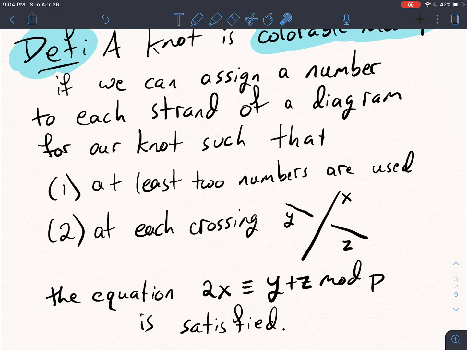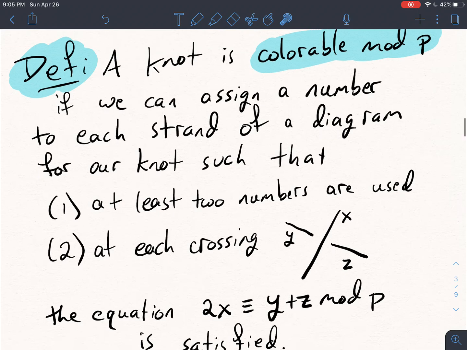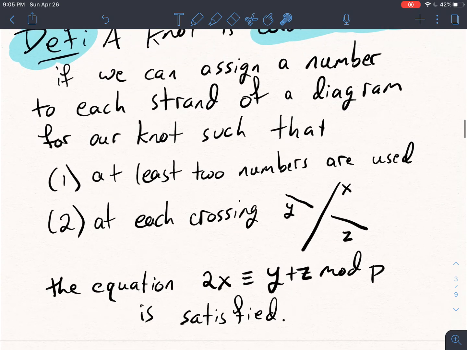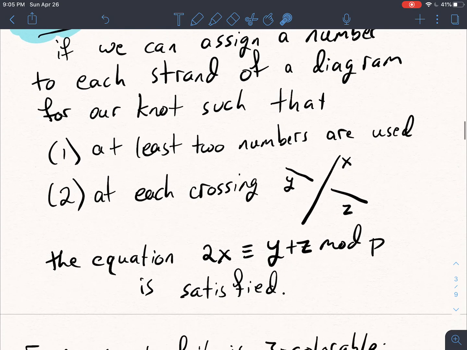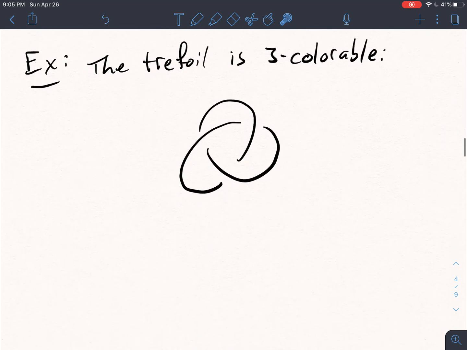It's extremely difficult to have this be satisfied without the mod p restriction. Having this thing mod p makes this condition easier to satisfy is what I mean by that. So anyway, this p is basically going to be our number for our knot. Okay, that's not exactly true, but you'll see what I mean a little bit later. So let's do an example. So the trefoil is 3-colorable.